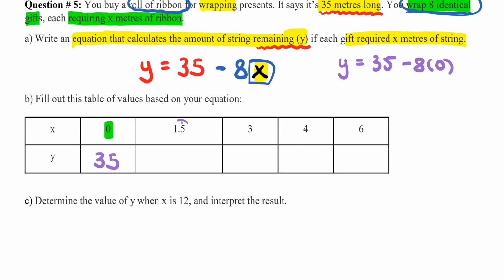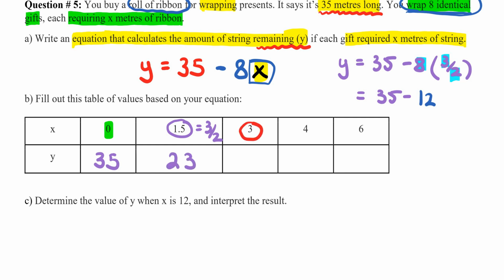Okay, the next value is 1.5, and 1.5 is really 3 divided by 2. So if I go back to my equation here, I can write this as 8 times bracket 3 divided by 2, and then we've got to figure out what this will be. This will be 35 minus 8 times, what I usually do is 8 divided by 2, which is 4, and 4 times 3 is going to be 12. Okay, so a little bit of calculations here. So 35 minus 12 is 23. So we have 23 meters of string left.